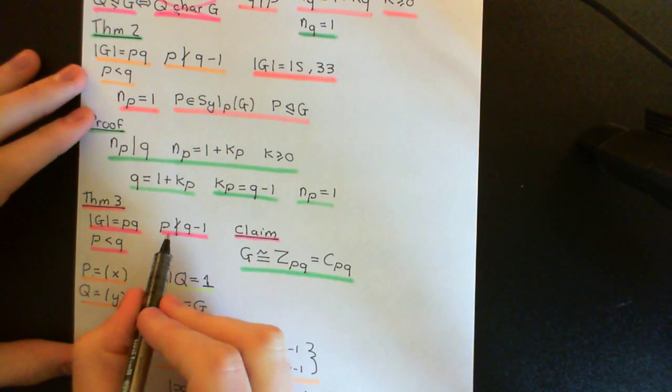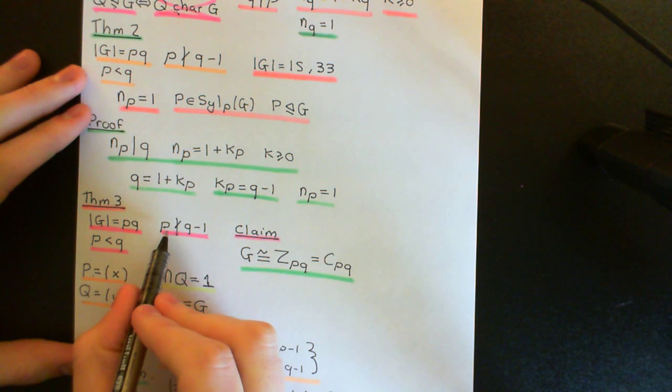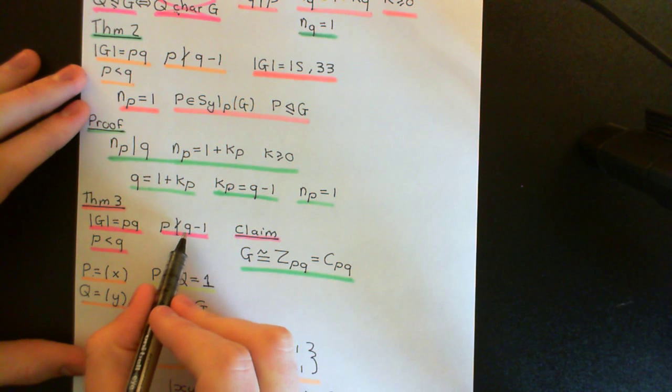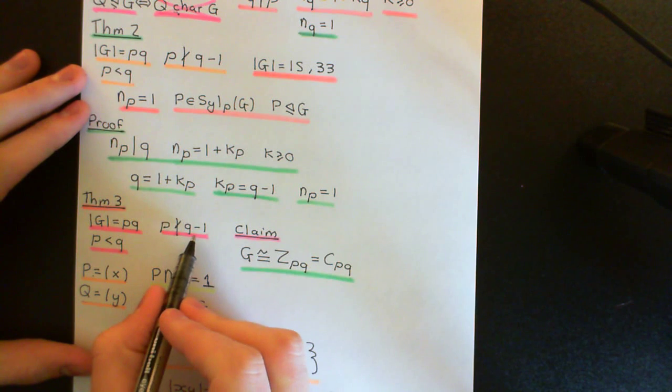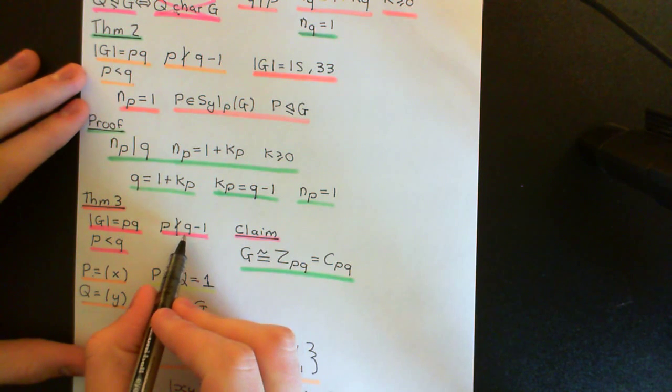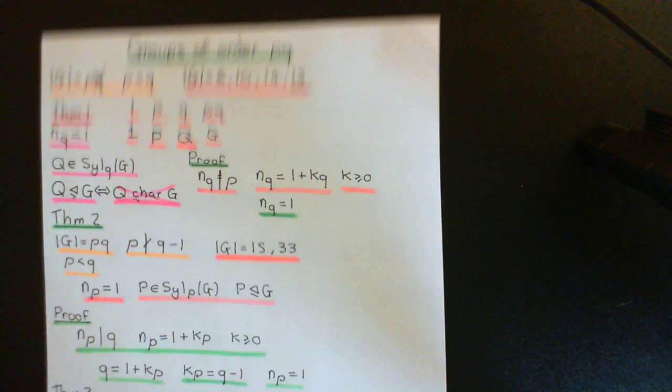Remember, you might be wondering, where are we actually going to use this part? Well, this part allows us to conclude that there's only one Sylow P subgroup, i.e. that Sylow P subgroup is normal. Now we're going to use the fact that the Sylow P subgroup is normal.